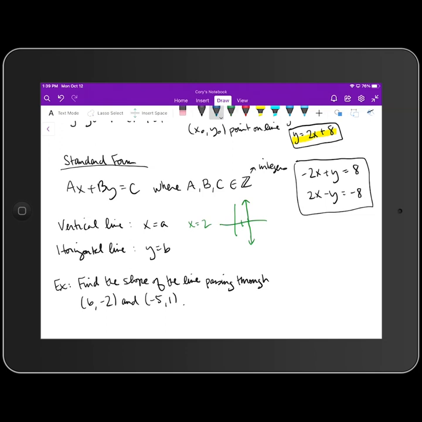Horizontal lines are going to be of the form y is equal to b. So if I wanted to graph the line y is equal to 1, it doesn't matter what the x coordinate of our point is, the y coordinate is always going to be equal to 1. So graphically, that horizontal line would look like the line in blue.